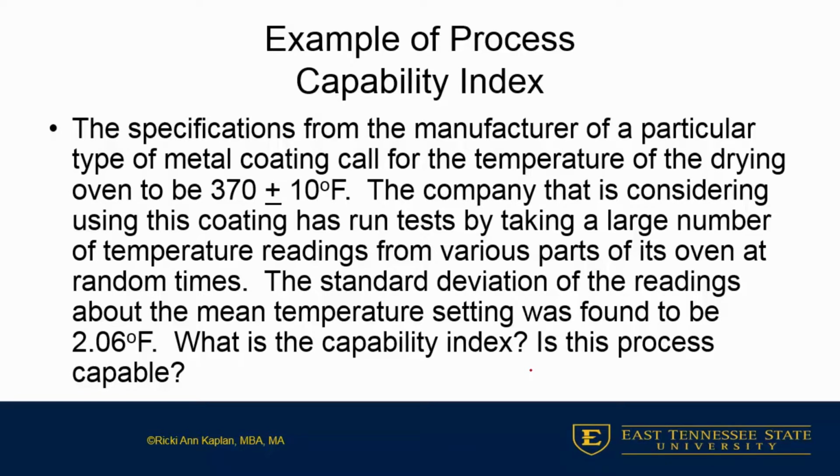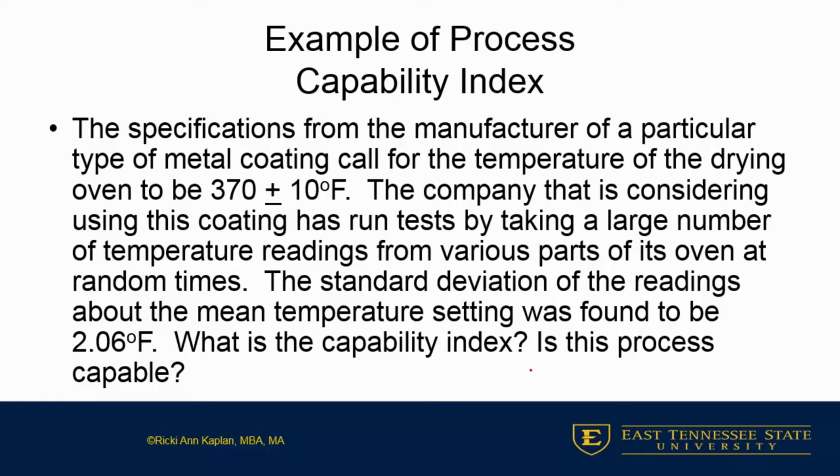The company that is considering using this coating has run tests by taking a large number of temperature readings from various parts of its oven at random times. The standard deviation of the readings about the mean temperature setting was found to be 2.06 degrees Fahrenheit. What is a capability index, and is this process capable?